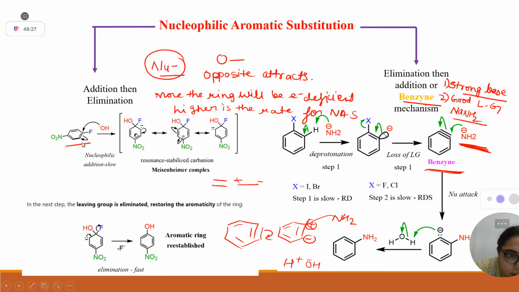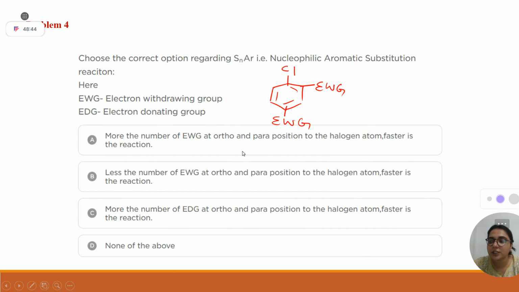Why is it forming? Because if you break this double bond, the positive end will be attacked by your nucleophile, and this negative charge will delocalize. Yes or no? Yes, ma'am. Therefore, option A is correct.